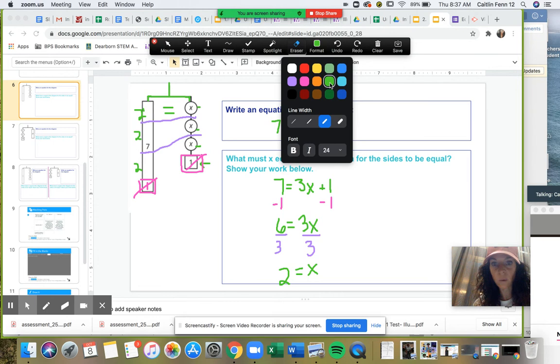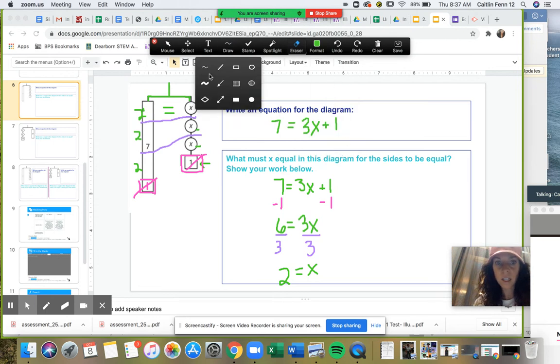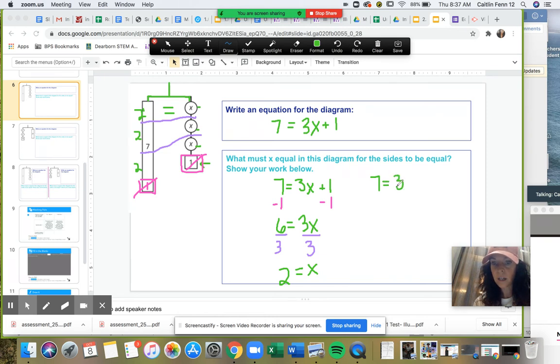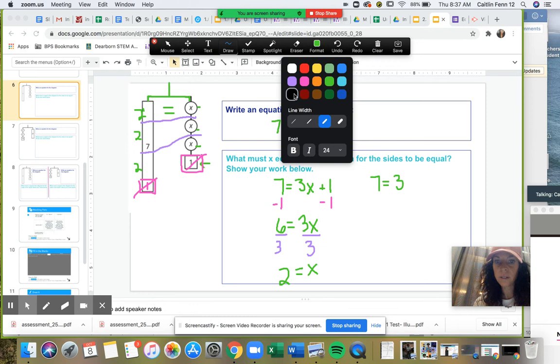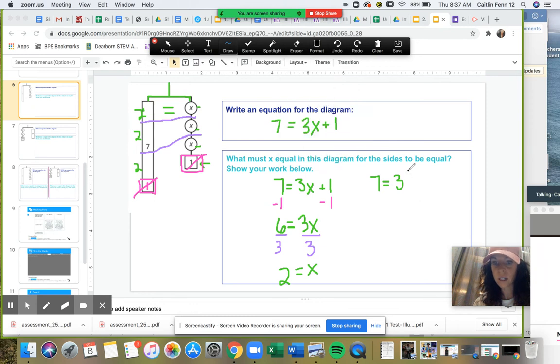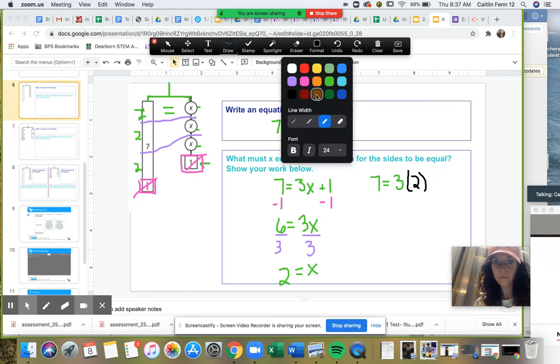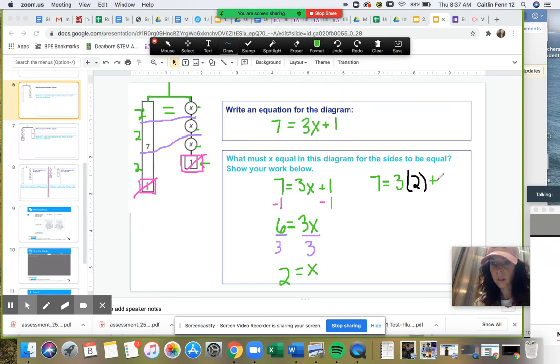We can check our work by taking our original equation and putting the x back into that equation. So if I put a 2 in for x back into this equation instead of the x, I could see that 3 times 2 is 6, plus 1, and that both sides of the sign are equal.